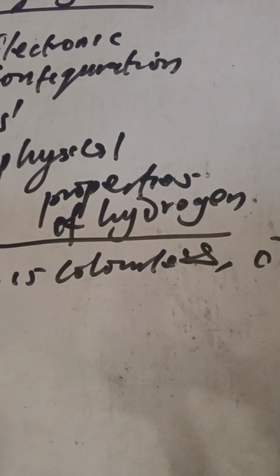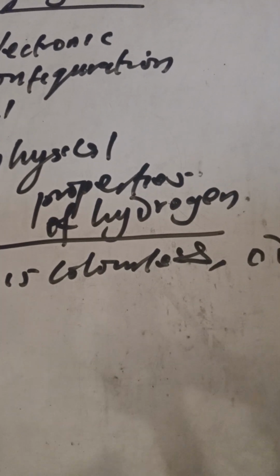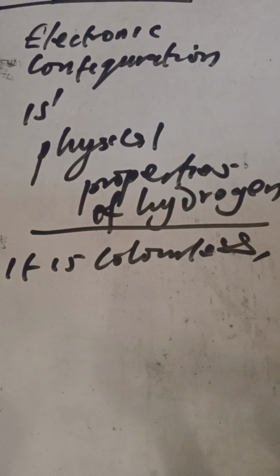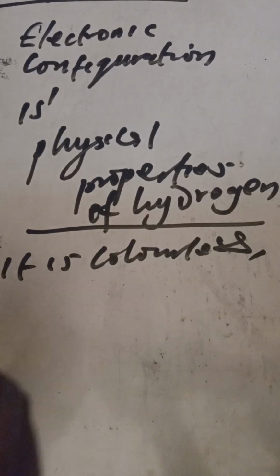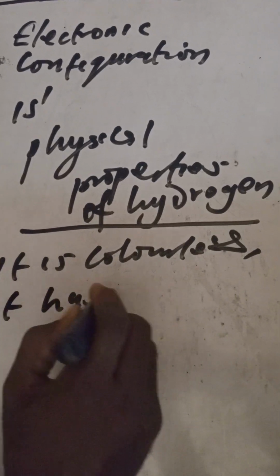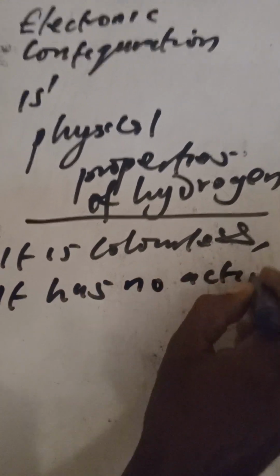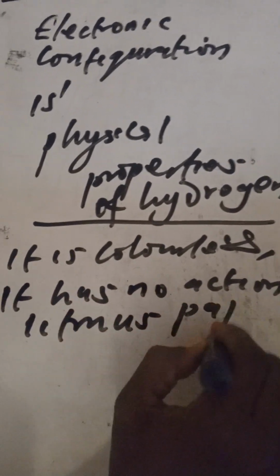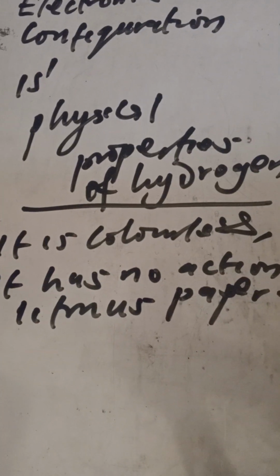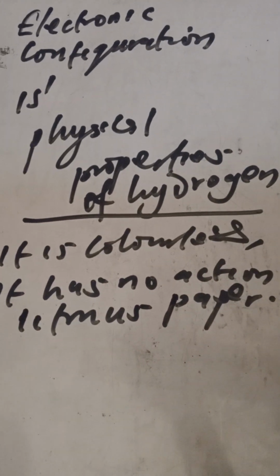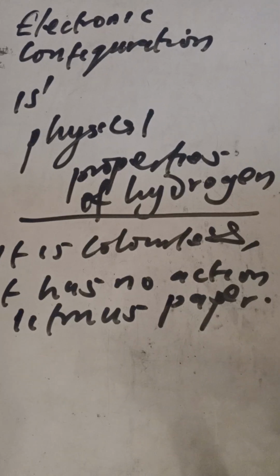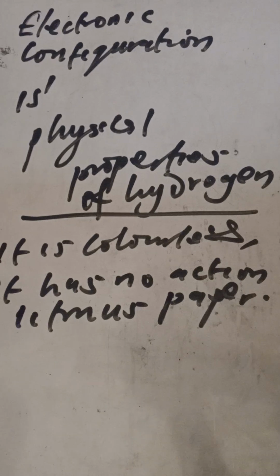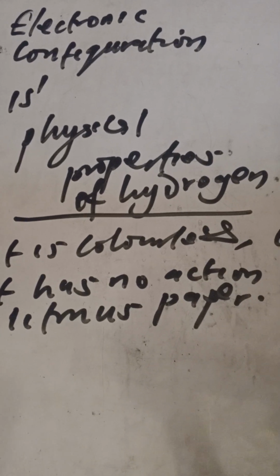Hydrogen has no action on litmus paper. It is slightly soluble in water, and it is less dense than air.